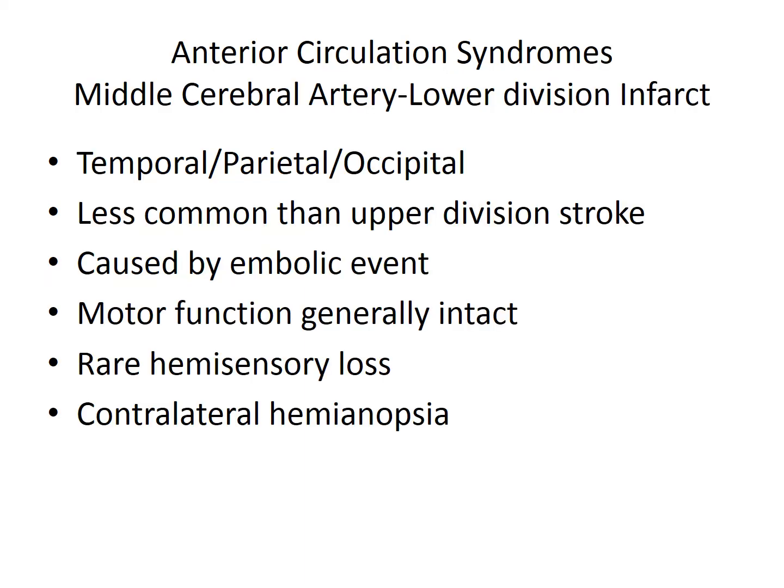Okay, we've discussed stroke in the upper division middle cerebral artery. Let's move on now to the lower division. You could see that in the temporal, parietal, or occipital lobes. This is less common than an upper division stroke, and typically this would be caused by an embolic event. Motor function is generally intact, which is good. Rare is hemisensory loss, and typically what we would see is a contralateral hemianopsia.